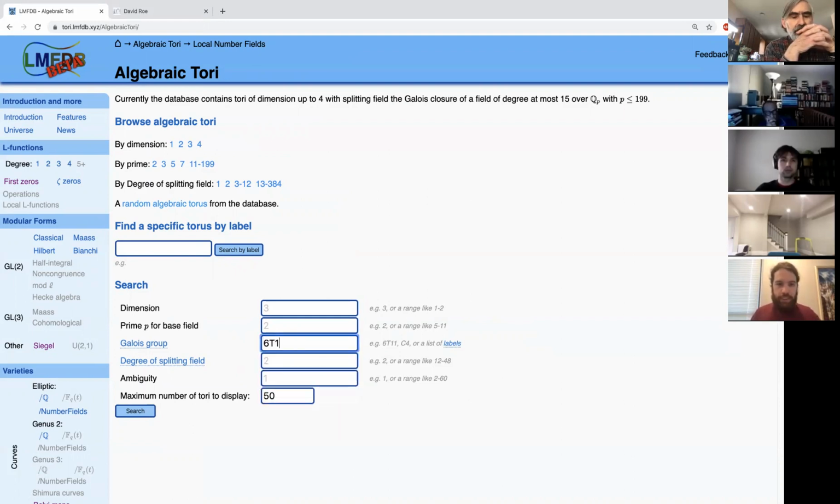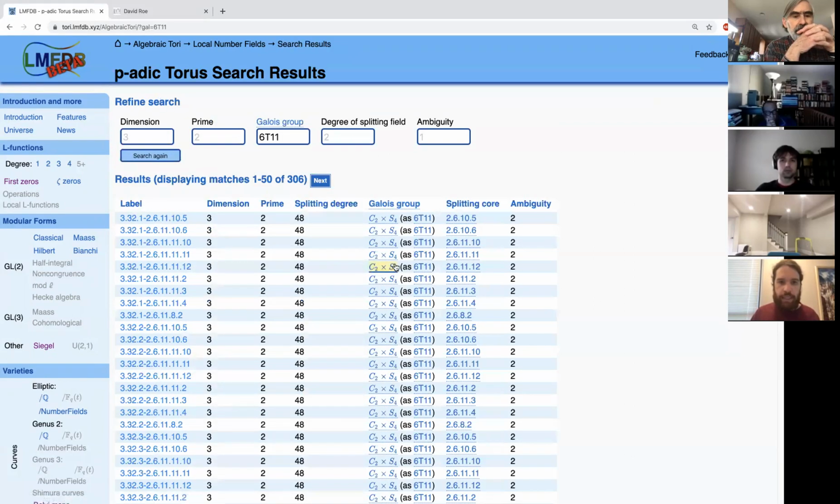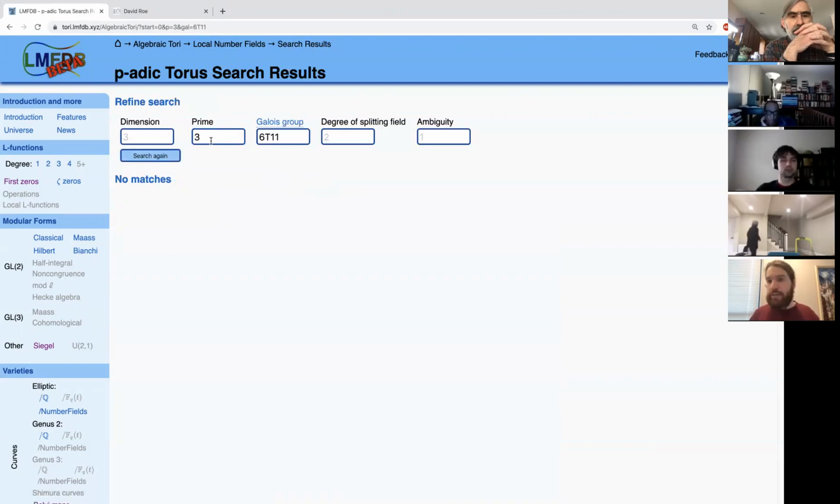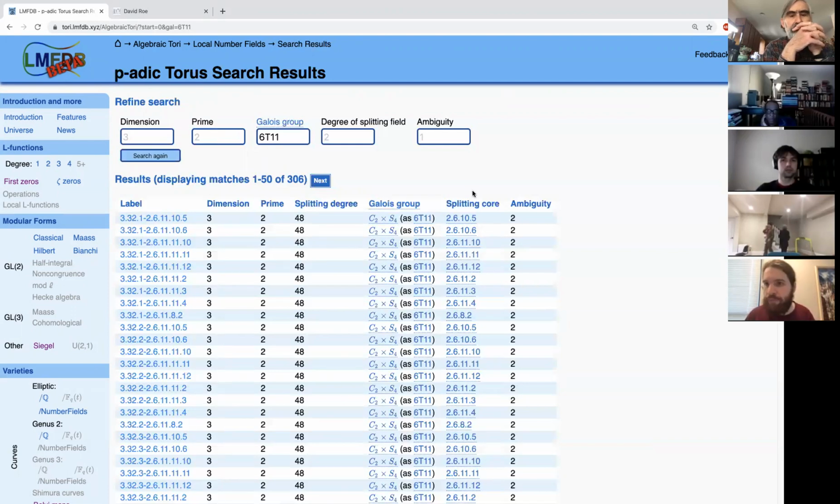So maybe let's look at the list of tori where the splitting field is 6T11. That's a Galois group of order 48, isomorphic to C2 cross S4. It's some Galois group that, apparently, can arise for p equals 2. Maybe it can arise for p equals 3? Nope, it can't arise for p equals 3. So that means that these particular Galois groups are going to only show up over Q2. So we have a bunch of examples of tori over Q2. Let's look at one of them.